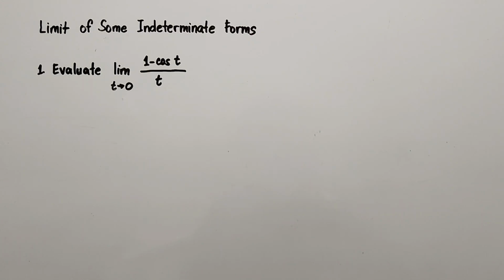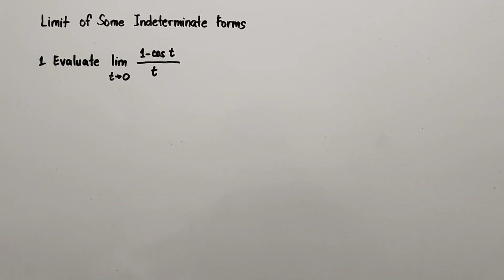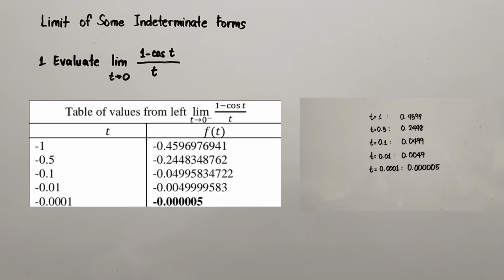For another indeterminate form, we will evaluate the limit of (1 minus cos t) over t as t approaches 0. These are the values of the function from the left of 0. And the values of the function from the right of 0 are the following. Based on this table, we can conclude that the limit of (1 minus cos t) over t as t approaches 0 is 0.